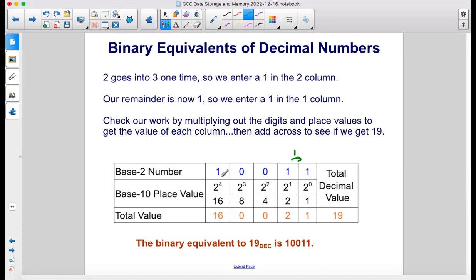Then we add them. So 1 times 16 is 16, 0 times 8 is 0, 0 times 4 is 0, 1 times 2 is 2, 1 times 1 is 1. Then we add these together. 16 plus 0 plus 0 plus 2 plus 1 is 19. We have done it correctly. The binary equivalent to 19 in decimal is 10011.